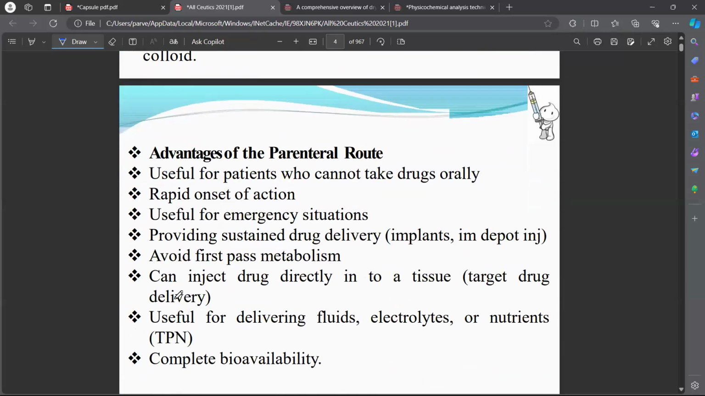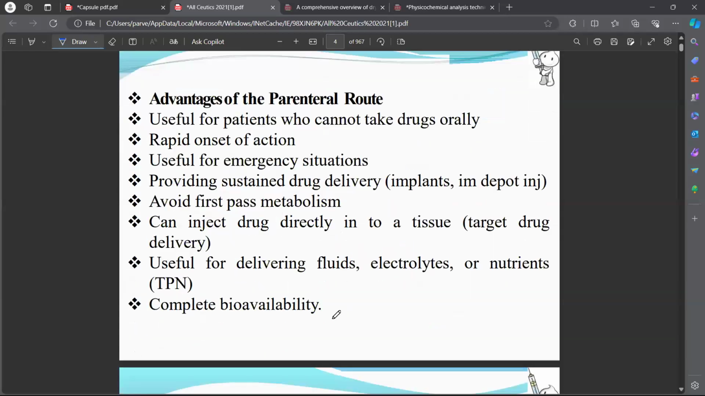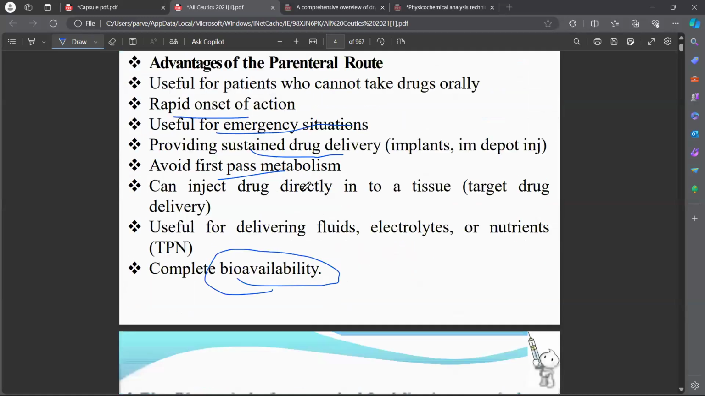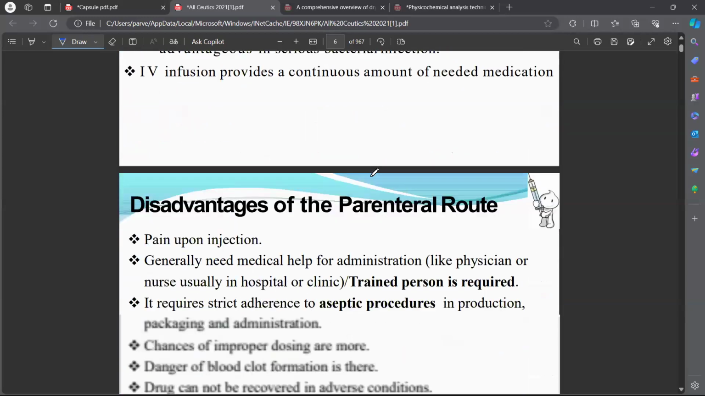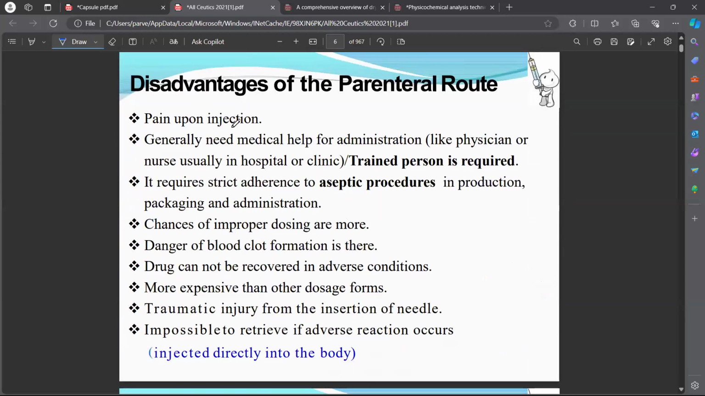These are generally the advantages of the parenteral route: complete bioavailability, 100% bioavailability, avoids first pass metabolism, sustained delivery where we can use long-acting injectables, usually used in emergency situations, rapid onset of action. While coming to the disadvantages, pain, obviously the pain occurs. Trained personnel are required for the production of injectables. High aseptic conditions should be maintained. Chances of improper dosing, danger of blood clot formation. So these are some of the disadvantages of the parenteral route.